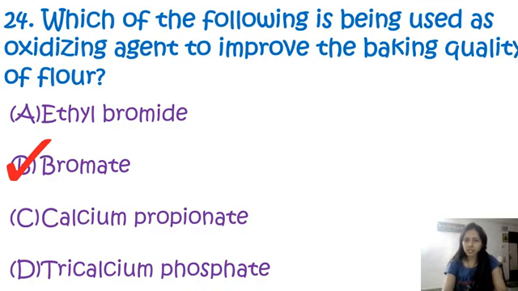It is commonly used as an oxidizing agent in flour to strengthen its gluten, which improves the texture and volume of baked goods, for example in cakes or breads. However, due to concern about its potential health risks, bromate has been banned in various countries, whereas alternatives, that is ascorbic acid, vitamin C, or potassium iodide, are often used instead of sodium bromate or potassium bromate. But over here, the correct option will be B, that is bromate.